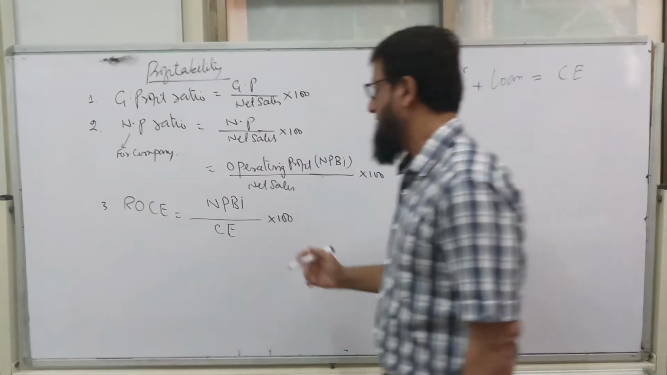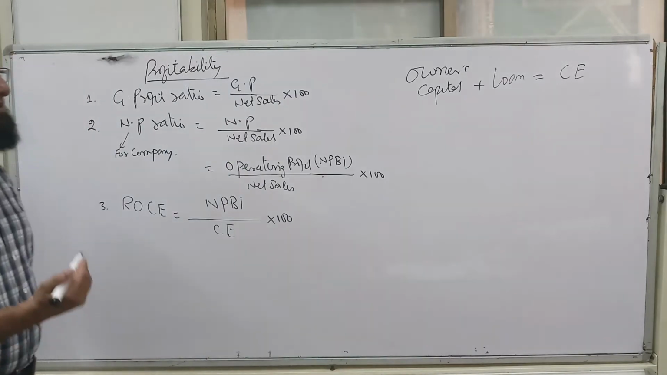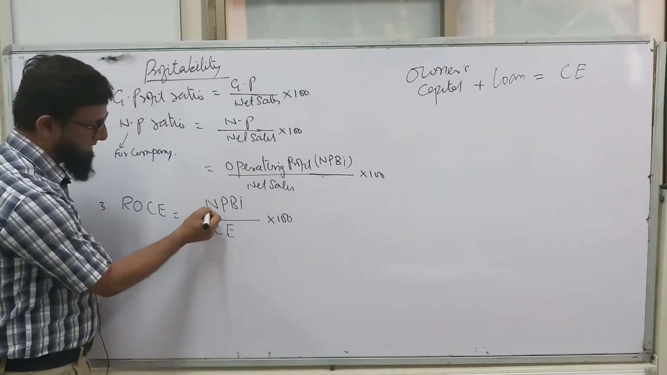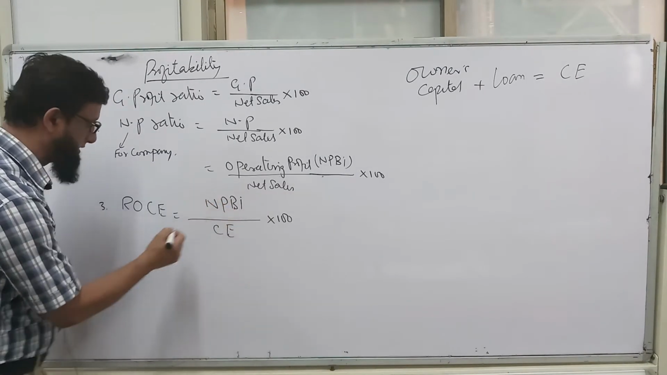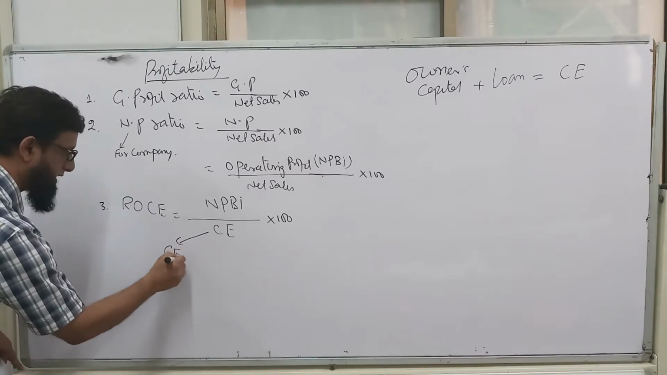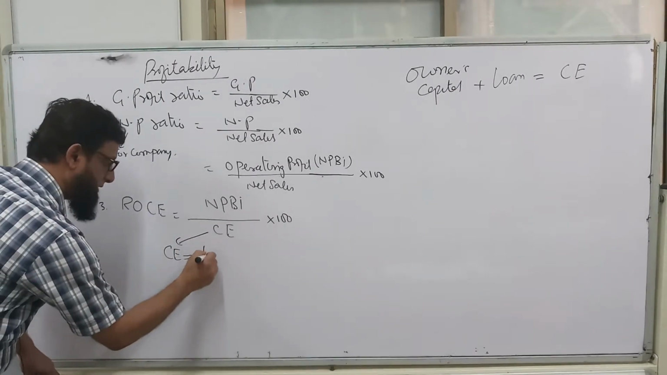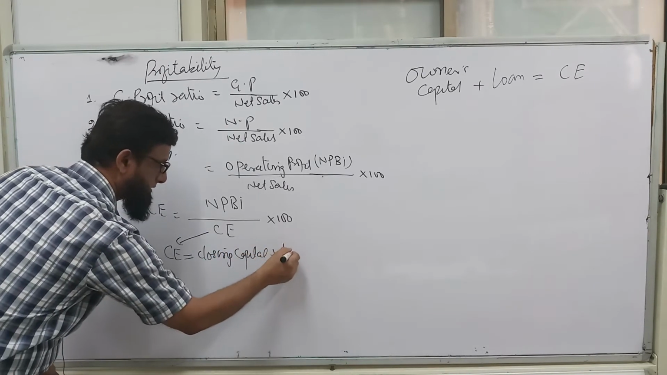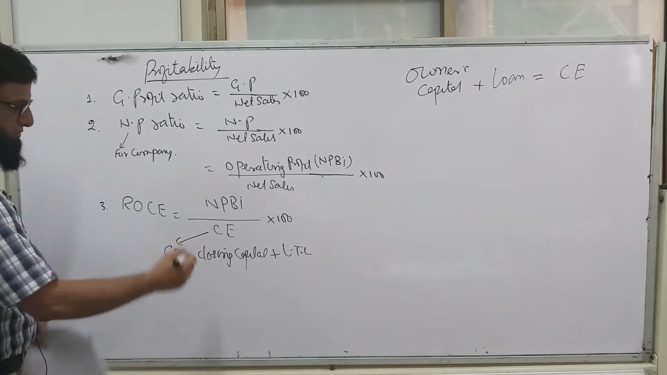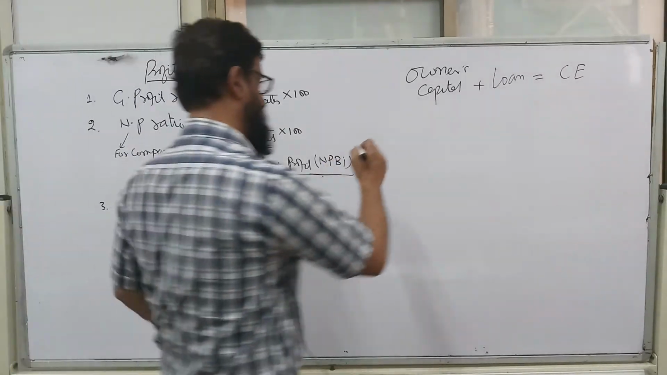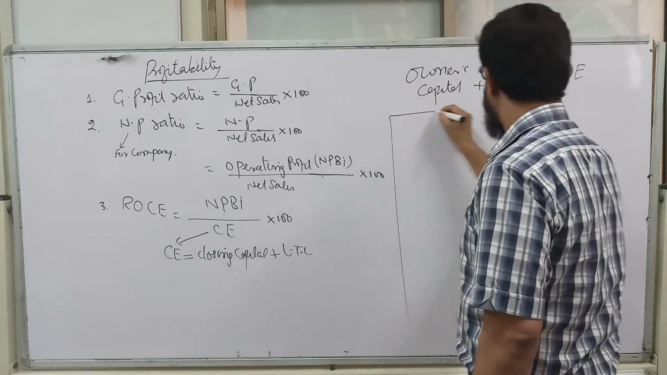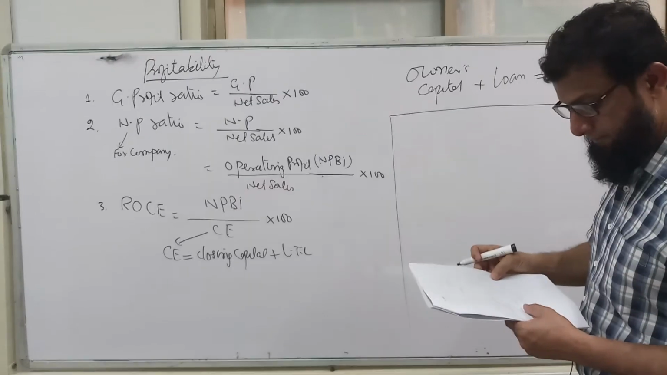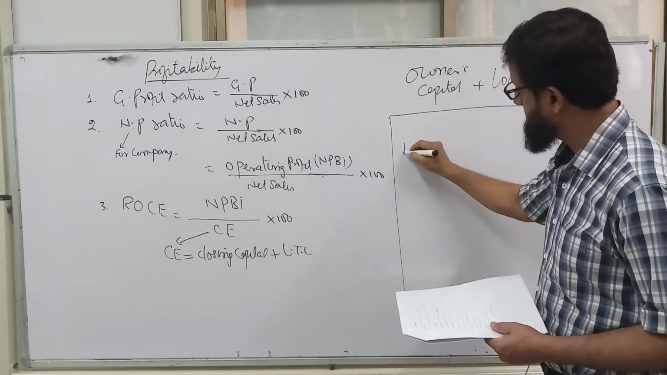So we will calculate what profit is earned by the business on the basis of total capital employed. We will apply this formula: net profit before interest divided by capital employed, and this capital employed can be calculated as closing capital plus long-term liability. By other formula I will give you in notes form. You can see there.